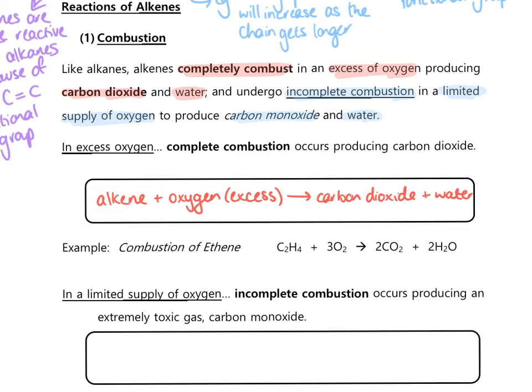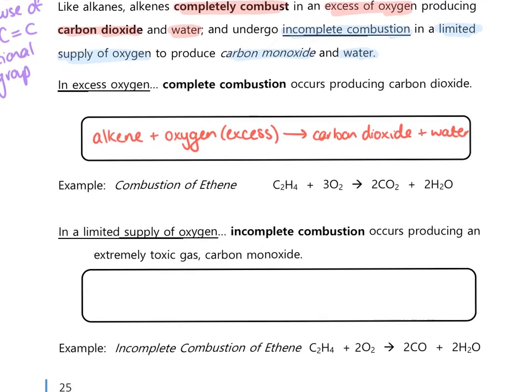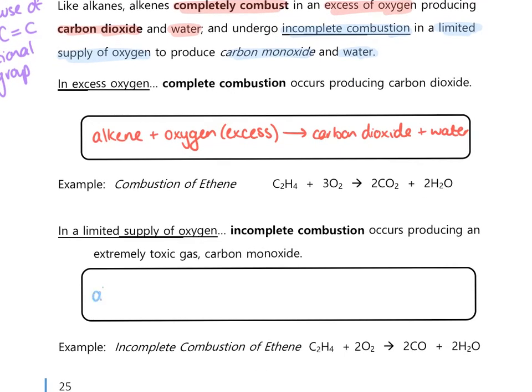But if we have a limited supply of oxygen, our alkene will react with that oxygen to produce carbon monoxide and water. So it doesn't burn completely. We call this incomplete combustion.